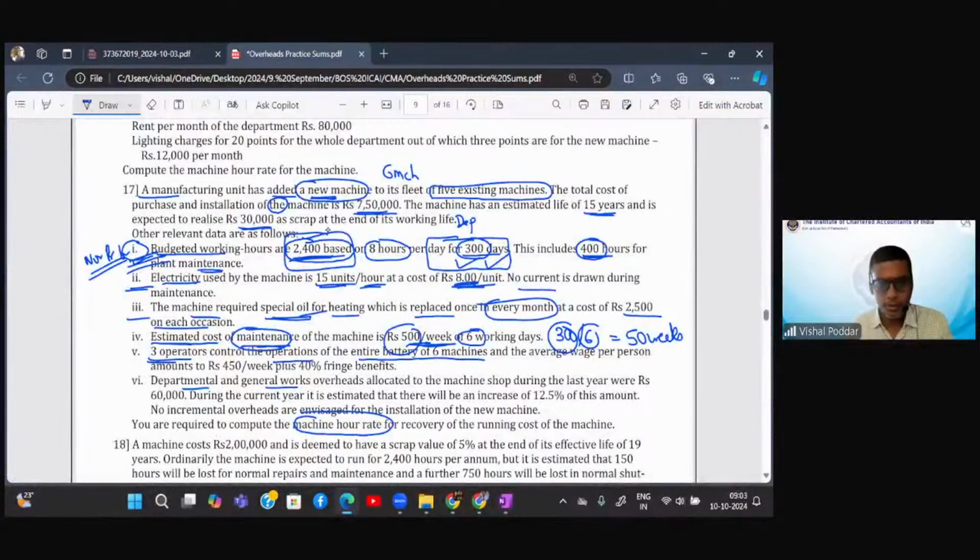Next cost is operator. So there are 3 operators who together work on the 6 machines. So we have total 6 machines. Originally you had 5, one you purchased this year. Now, the wages that you pay on an average per operator is 450 per week, plus you give them 40% as incentives for their work.